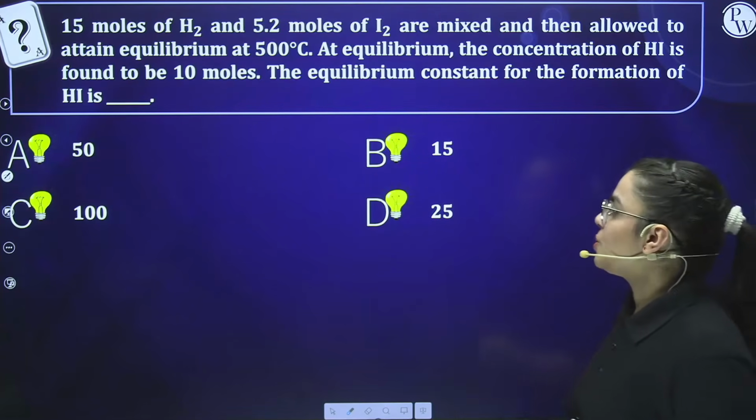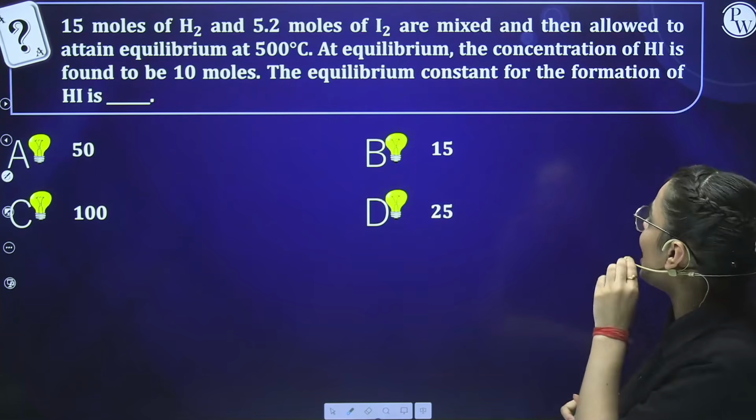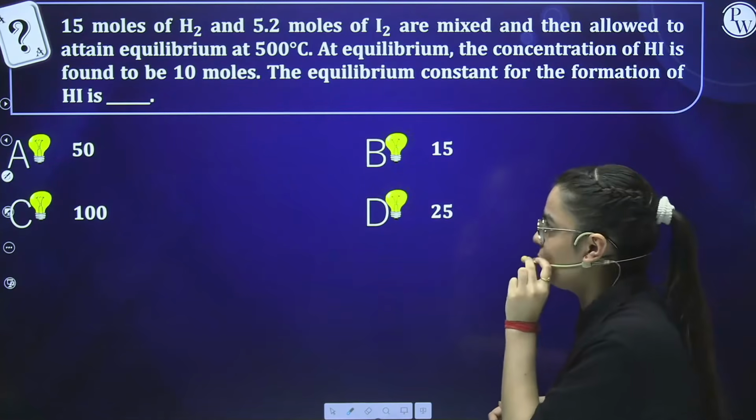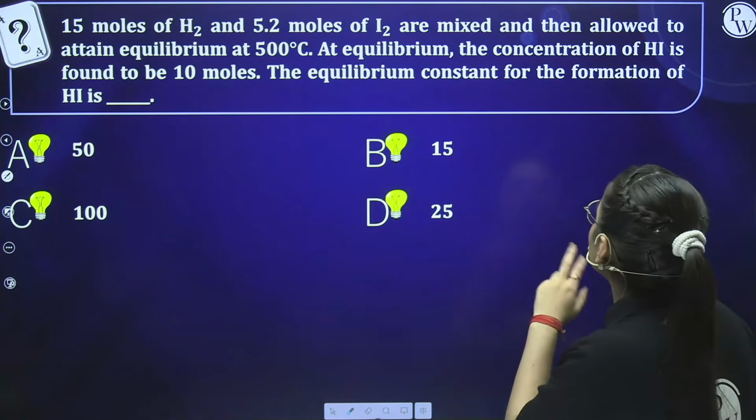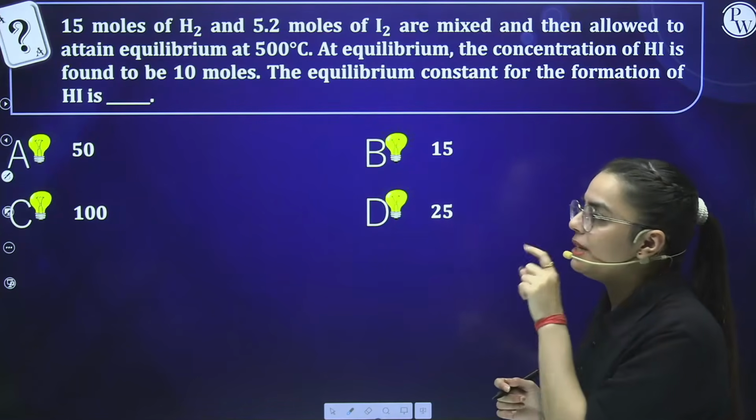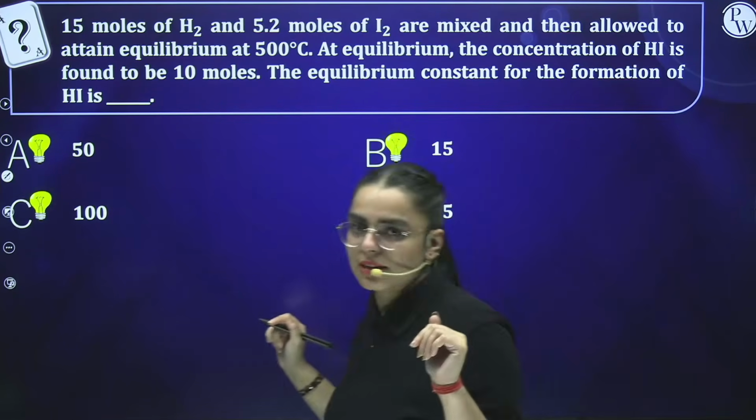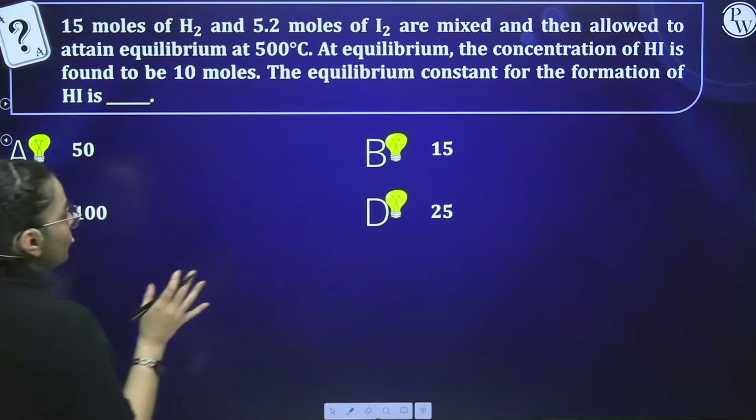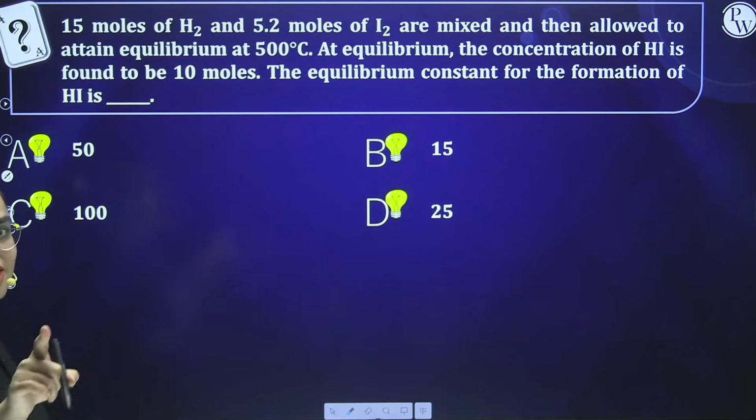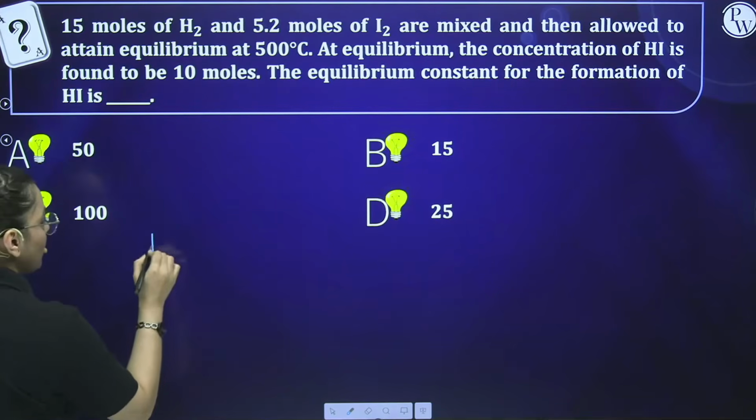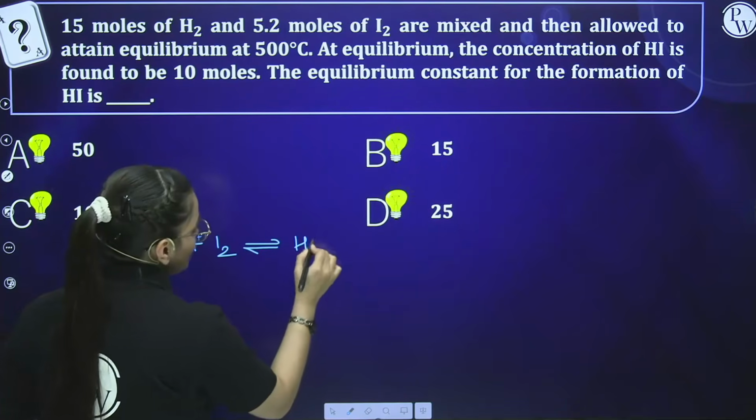Okay. Next question comes, which is 15 moles of H2 and 5.2 moles of I2 are mixed and then allowed to attain equilibrium at 500 degrees Celsius. At equilibrium, the concentration of HI is found to be 10 moles. The equilibrium constant for the formation of HI is. Okay, now what is happening over here? First of all, we know that 15 moles of H2 and 5.2 moles of I2 are mixing. H2 plus I2 get mixed up, forming HI, right?